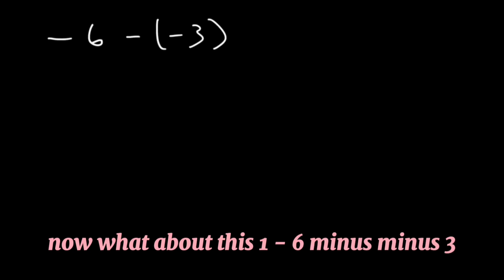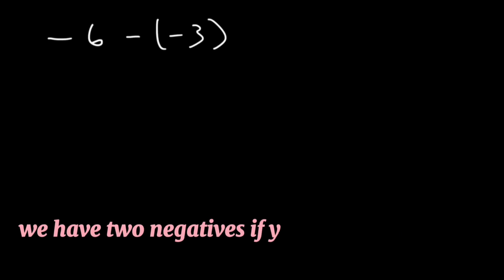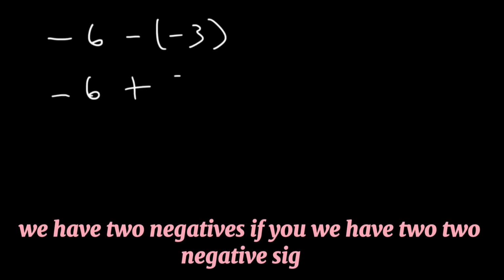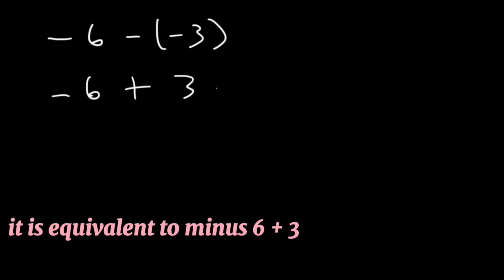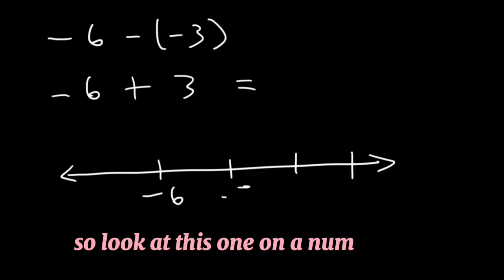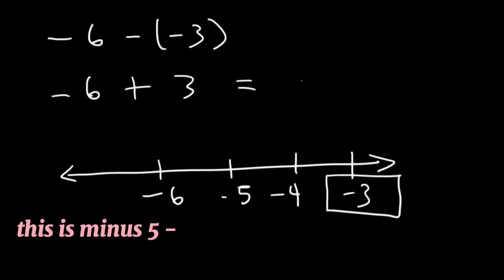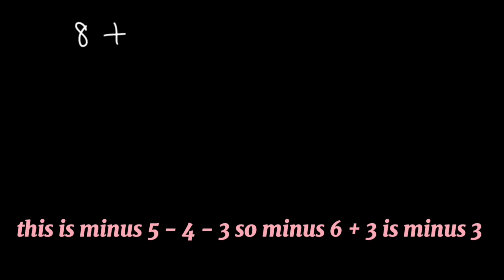Now what about this one? Minus 6 minus minus 3. If you see something like this, what will you do? We have two negative signs, so it is equivalent to minus 6 plus 3. So look at this on a number line. We need to travel 3 units to the right. This is minus 5, minus 4, minus 3. So minus 6 plus 3 is minus 3.